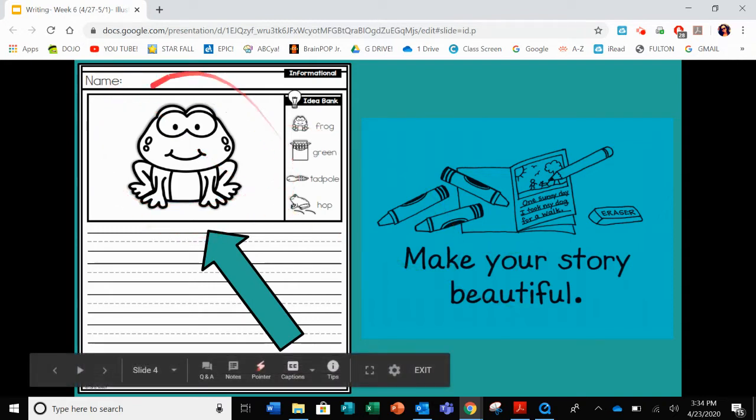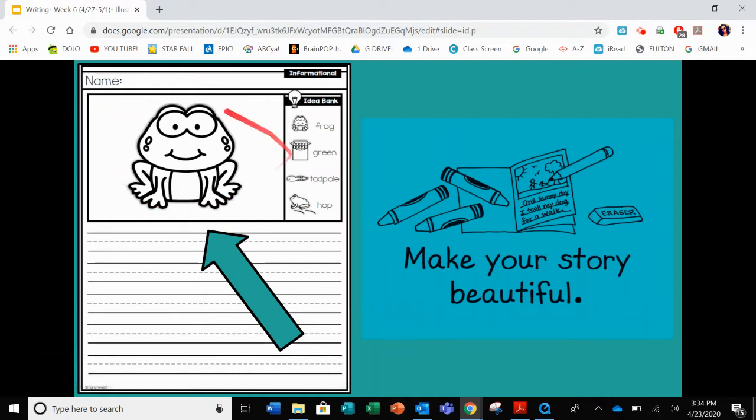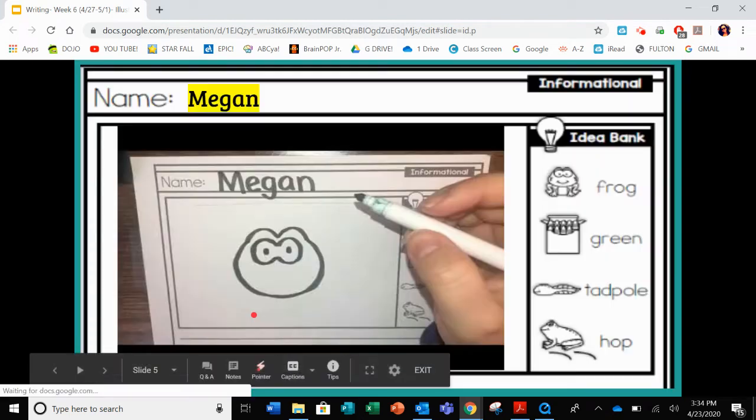Now, this is not going to tell a story, this is more teaching, but still you want to make your illustration beautiful. So you want to try to draw the best you can, use real colors, things like that. So we're going to practice this together in just a minute with the teacher, okay?